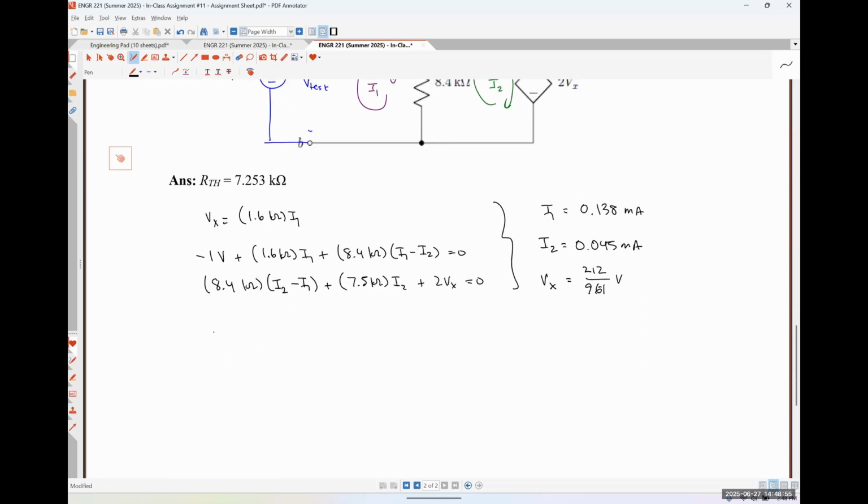We can see that I test is equal to I1. So from here, our Thevenin resistance is 1 volt divided by that 0.138 milliamp. So 1 divided by what's stored in my calculator gives me 7,252.830 ohms, or 7.253 kiloohms, which is indeed the correct answer.